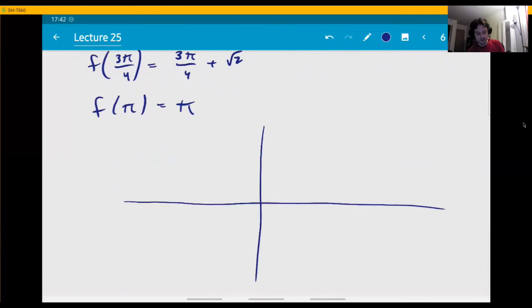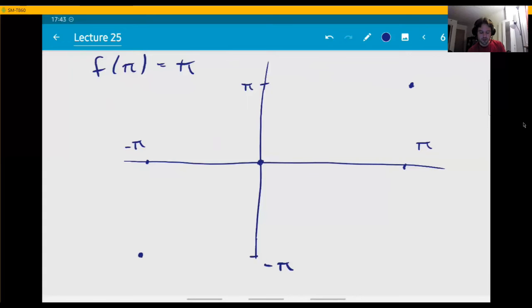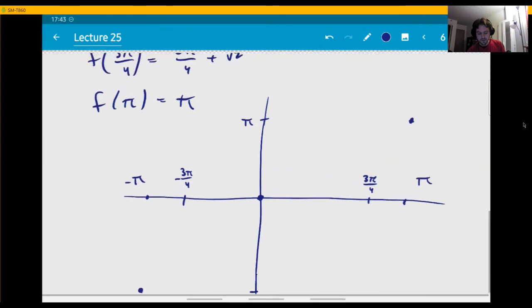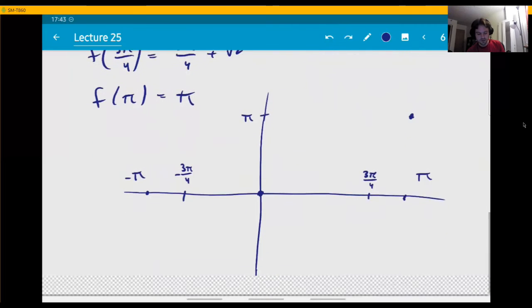sketch the graph. Here's minus pi and pi. The value of the function was all the way up here, pi and minus pi. Yeah, so the value at minus pi was minus pi. The value at pi was pi. F of 0 is 0, we know that. And then there were these two critical points, minus 3 pi over 4 and 3 pi over 4. Now draw a function with these general shapes going through the points where it goes.